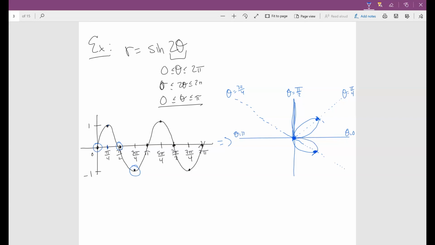Okay. So notice that if I left it at pi, we would have only gotten 2 petals and we wouldn't be done yet. Now we're going to go to 5 pi over 4. 5 pi over 4 is right here. So theta equals 5 pi over 4. We're going to go in that direction 1 unit over. Okay. And then we're going to go to 3 pi over 2. And we're going to go back to 0. And then finally, we're going to go to 7 pi over 4. 7 pi over 4 is around here.